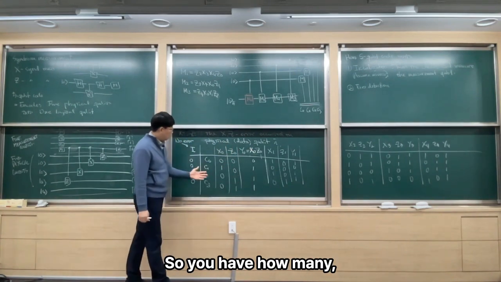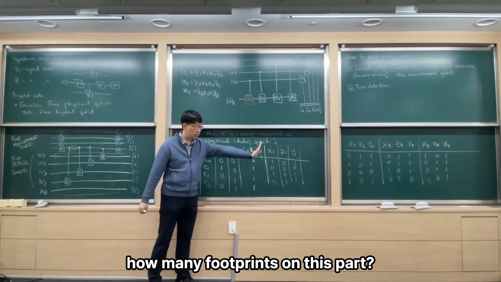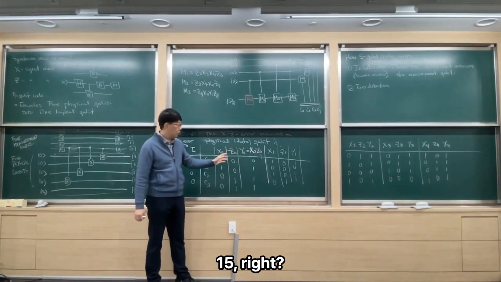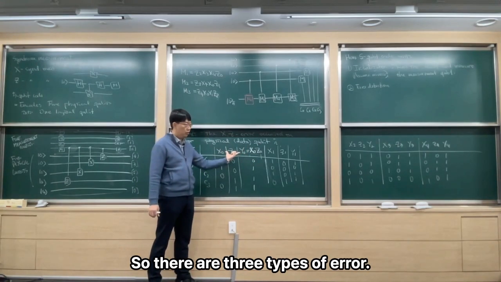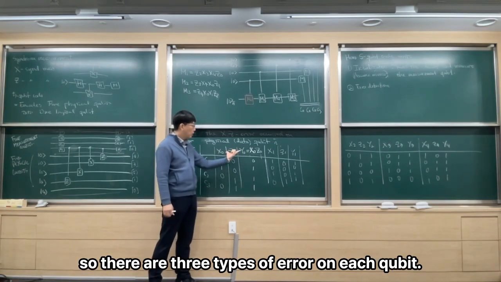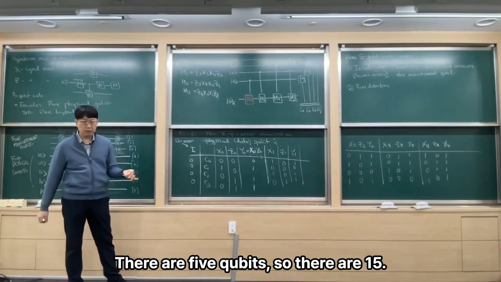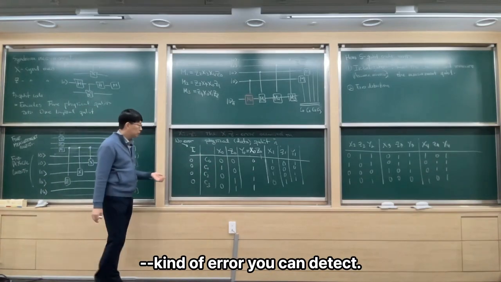So how many footprints do you have on this part? 15, right? So there are 3 types of error, if you consider Y error as a separate type. So there are 3 types of error on each qubit. There are 5 qubits. So there are 15 kinds of error you can detect.